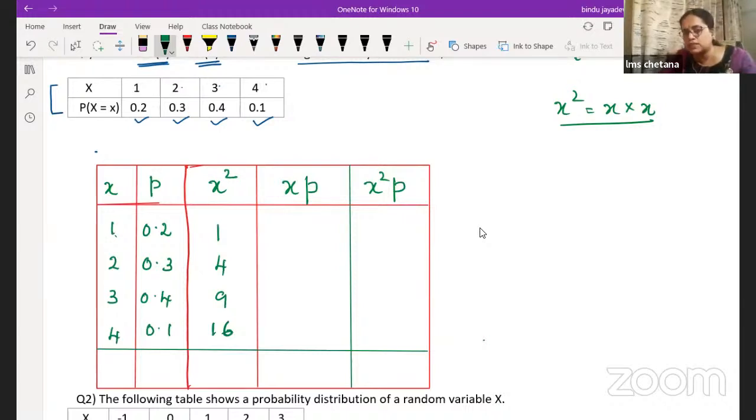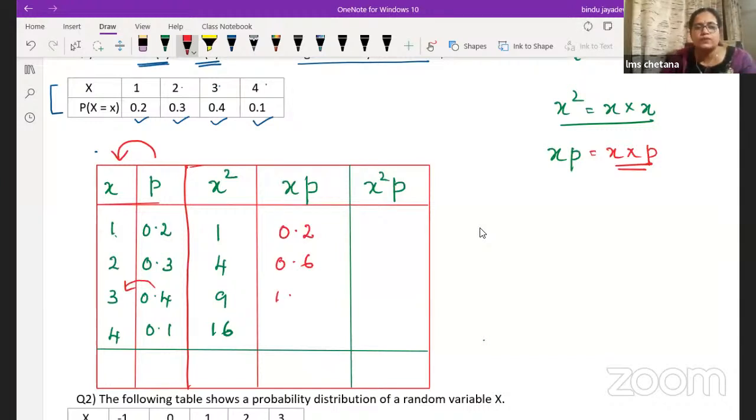Now x into p. What is the meaning here? You are multiplying each x with its corresponding p. That means you multiply these two columns. First, 1 into 0.2 is 0.2. Next, 2 into 0.3 is 0.6. 3 into 0.4, you are multiplying these two: 4 into 3 is 12, but with the decimal point it is 1.2. Then 4 into 0.1 is 0.4.